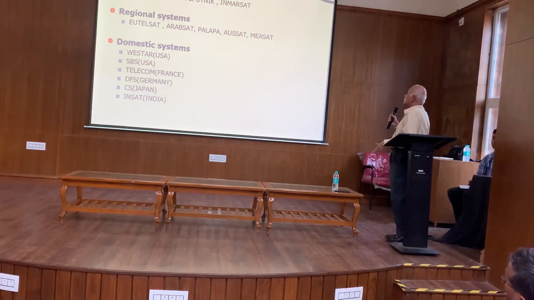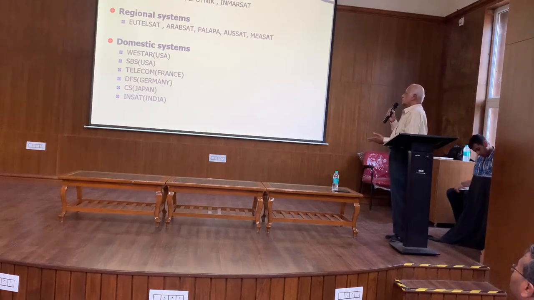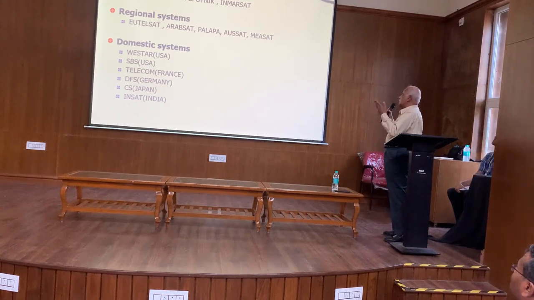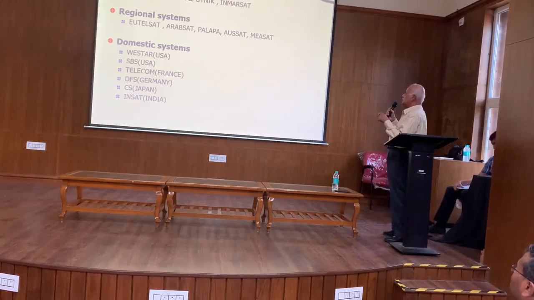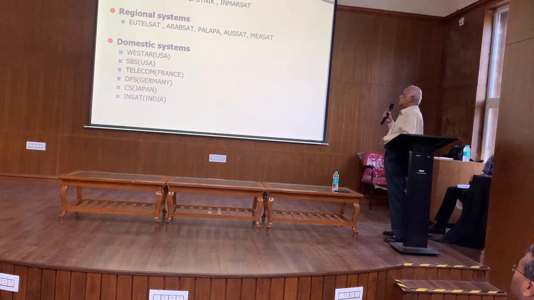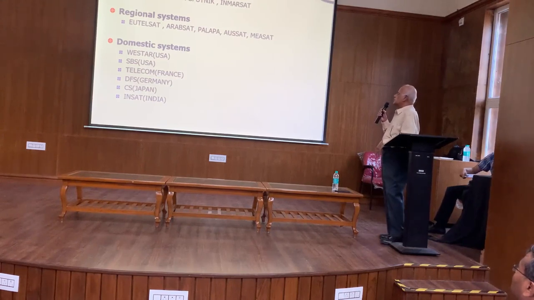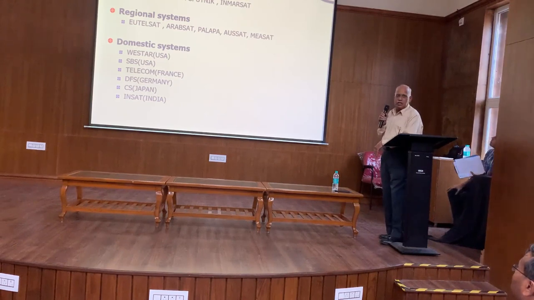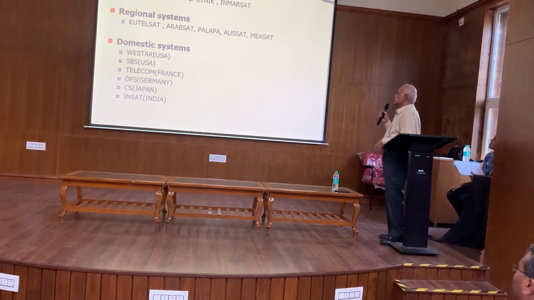Okay, types of communication satellite systems: international systems, these are all no more valid. Many of them have gone international anyway. These are all the old classifications. Intelsat, Intersputnik, Inmarsat are all international systems. Regional systems like Eutelsat, Arabsat, Palapa, Measat. Measat is the Malaysian satellite system. And our India is classified under domestic systems. We can say we have also gone international because we have coverages extending from the Middle East up to Australia. Next.